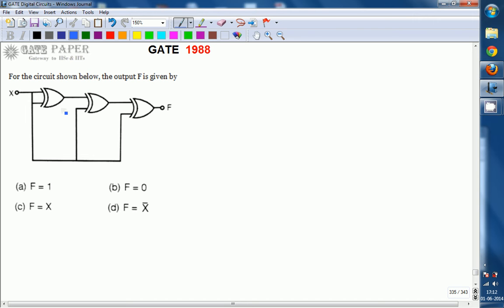Input is nothing but x, so x is going to be available across both the inputs of this XOR gate, and one of the inputs of the next XOR gate is also connected to x. So this is XOR gate 1, this is XOR gate 2, and this is XOR gate 3.